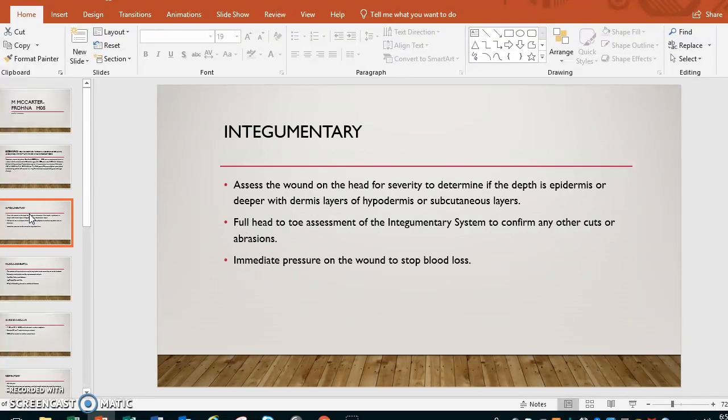For the integumentary system, assess the wound for the head for severity to determine if the depth is epidermis or if it's deeper with the dermis layer or hypodermis or subcutaneous layers. Full head-to-toe assessment to confirm any other cuts or abrasions, immediate pressure to the wound to stop blood loss.